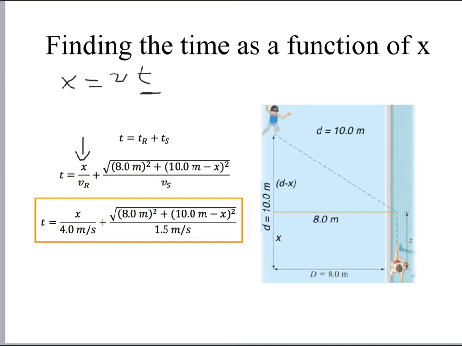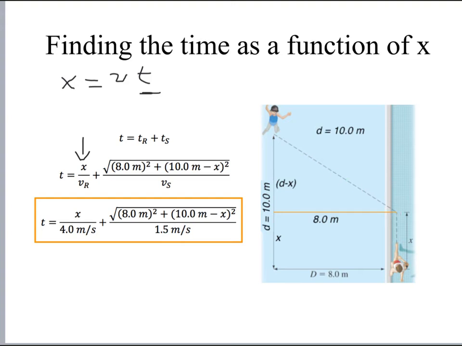And the time swimming is going to be this distance, which is given by the Pythagorean theorem: 8 squared, that side squared, plus d minus x squared, where d is 10, so I've plugged in 10 minus x squared, and all of this is under the square root. That's the length of this side of the triangle by the Pythagorean theorem.